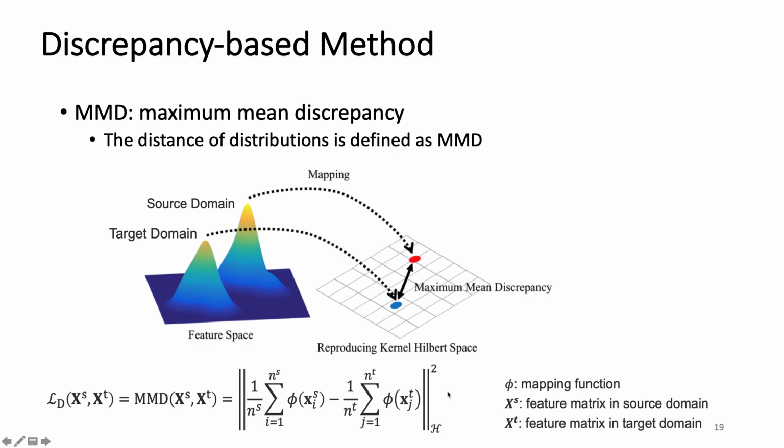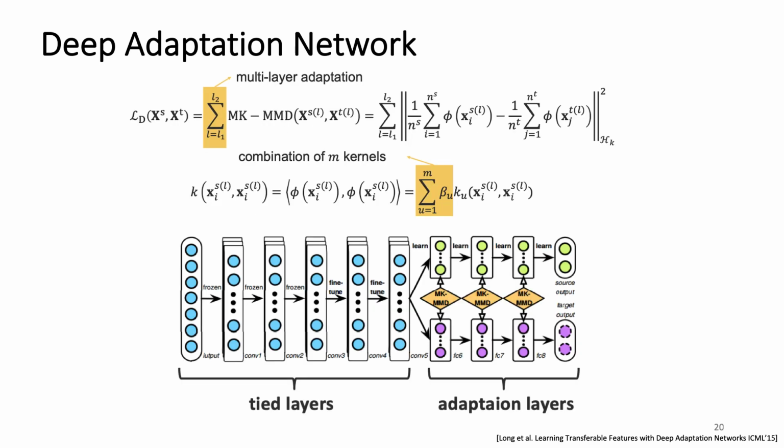This is the most frequently used measure, MMD, and in particular it is used in this ICML paper. So basically, as we just said, we have some tied layers that share the lower layers, and in the adaptation layer, we try to make the source and the target similar in the mapped feature space by measuring the MMD distance between them.